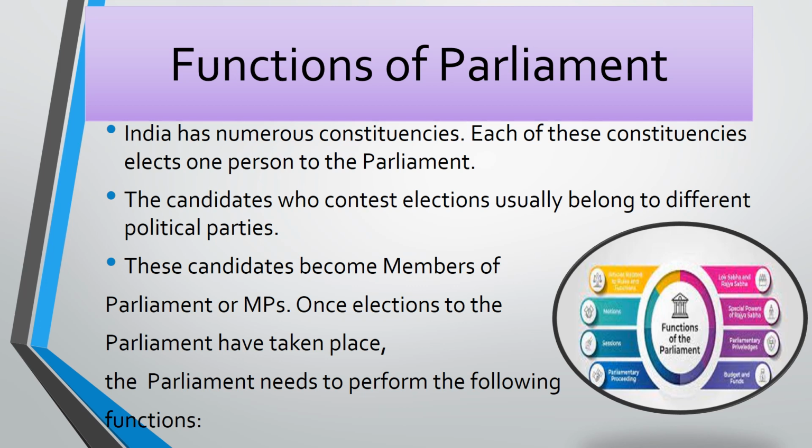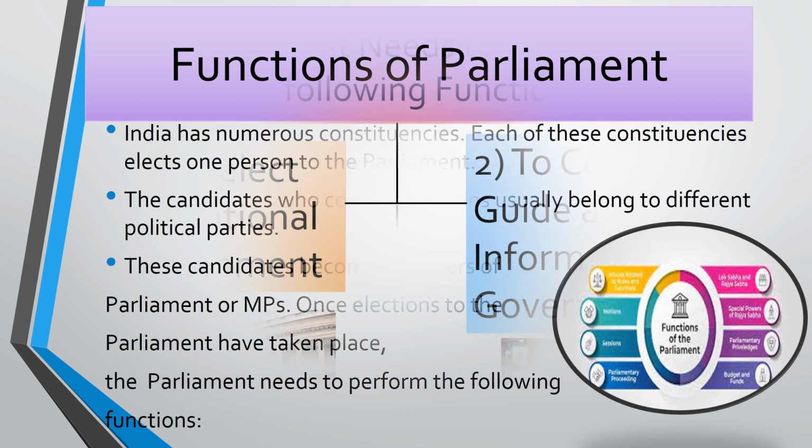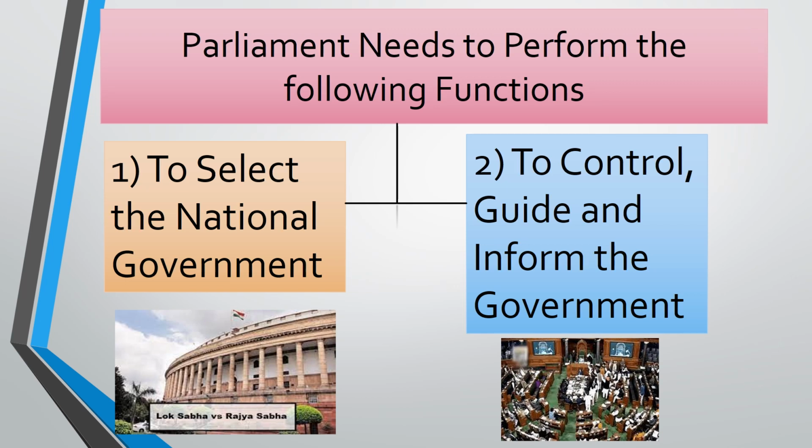Once elections to the parliament have taken place, the parliament needs to perform the following functions. First one is to select the national government and second one is to control, guide and inform the government.